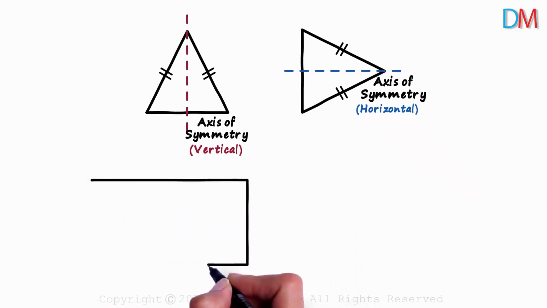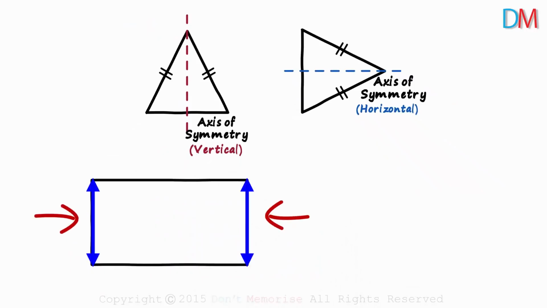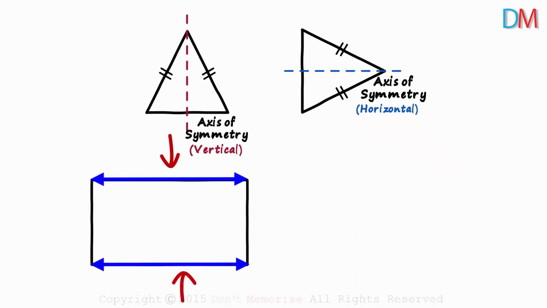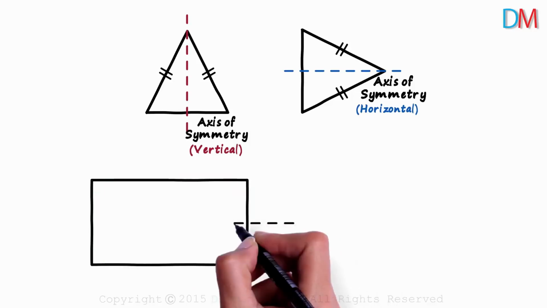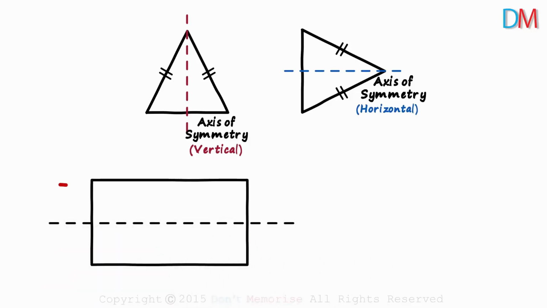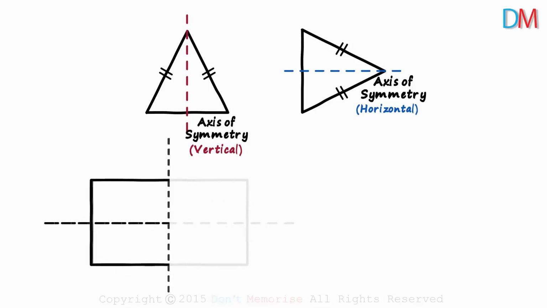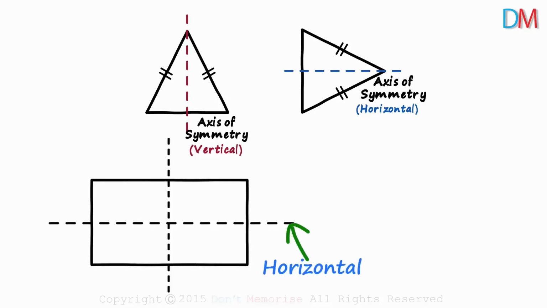Look at this rectangle. These two parallel sides are equal. These two parallel sides are equal and all four angles measure 90 degrees. It will have a horizontal axis of symmetry like this. When one part is flipped over, it will overlap exactly with the other. And it will also have a vertical symmetry like this. Flip this part and we see the perfect overlap. So a rectangle has a horizontal as well as a vertical line of symmetry.